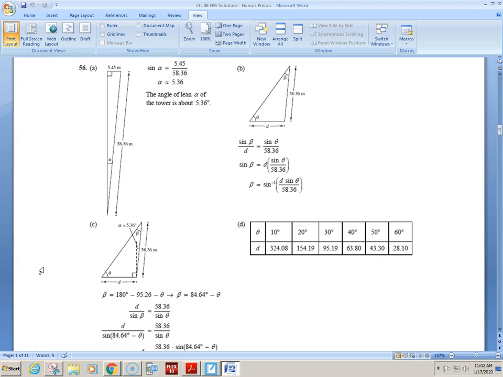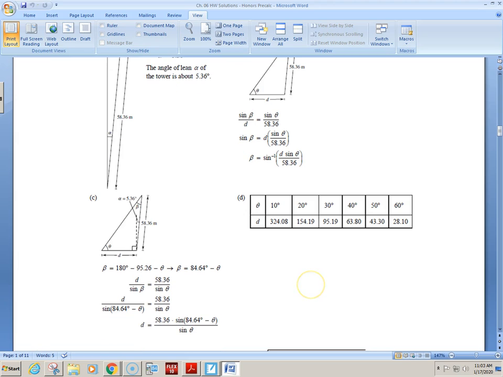That's what they were saying when they said get beta as a function of, because beta needed to be alone. That little angle up here at the top needed to be alone. And once you got him alone, just rearranging the law of sines, sine inverse both sides, then you're able to plug in stuff that you know for this specific example. Like they give you 95.26 as your angle up there at the top that you can plug in.